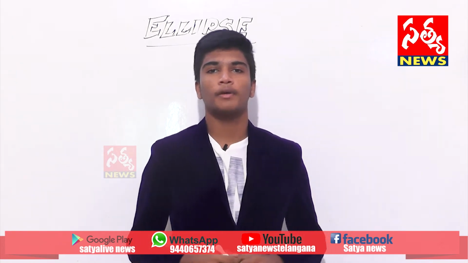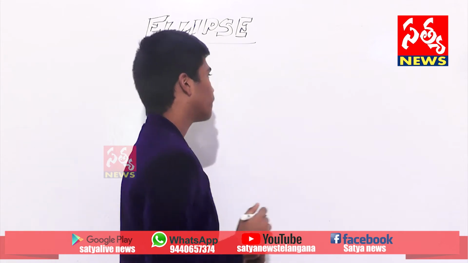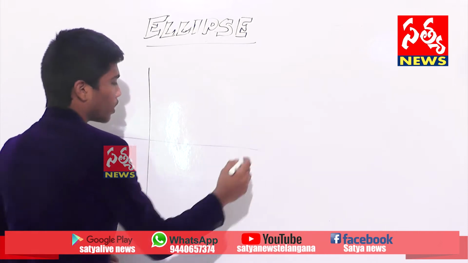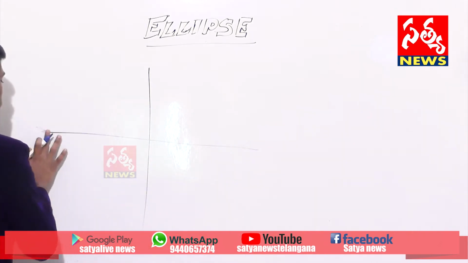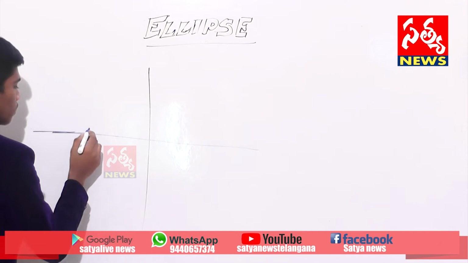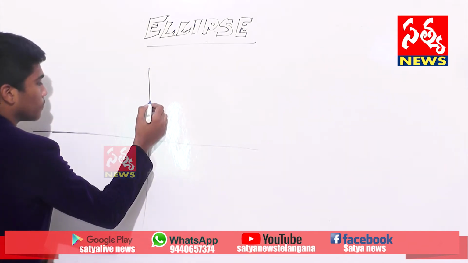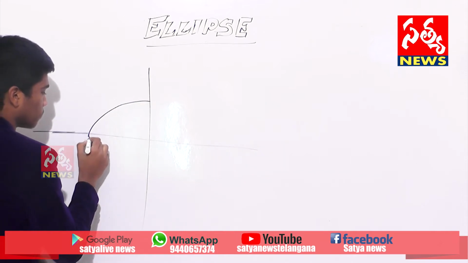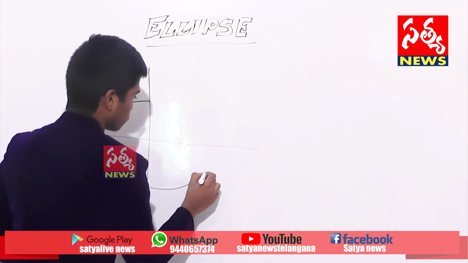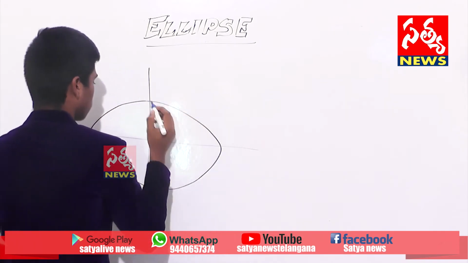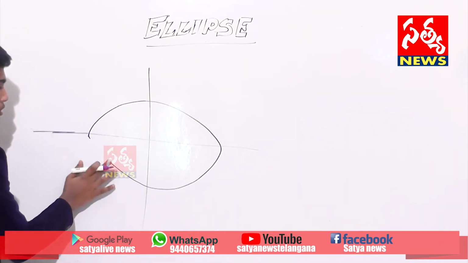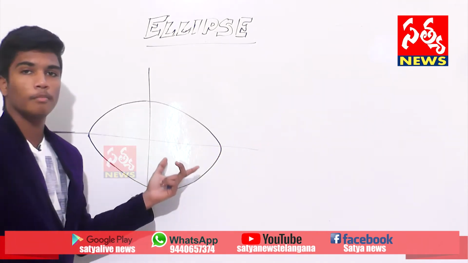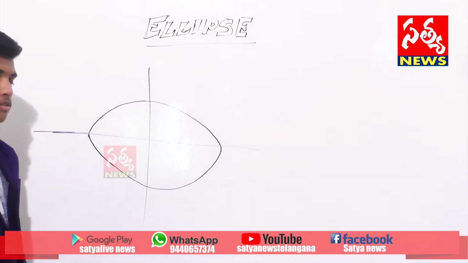Now we are here with a new chapter, ellipse. First of all, what is an ellipse and how does it look like? Okay, right? This is an ellipse, which is both symmetric with x-axis and y-axis.